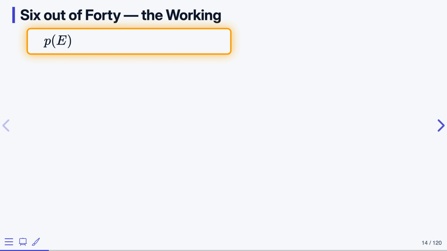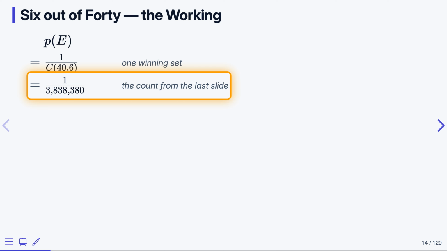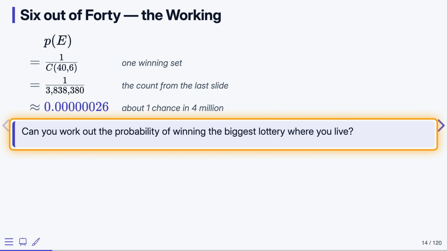We begin with P of E. Only one set of 6 numbers wins, so the top is 1 and the bottom is C of 40 choose 6. That bottom number is 3,838,380. As a decimal, the answer is about 0.00000026. That is about 1 chance in 4 million. Very small. Try this one yourself. Find the odds of the biggest lottery where you live.